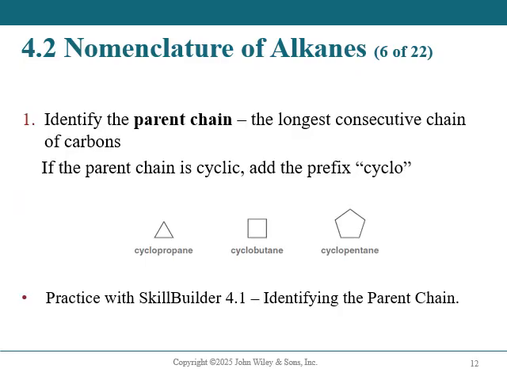Identify the parent chain, the longest consecutive chain of carbons. If the parent chain is cyclic, so it's a closed system, we call it cyclo. So for instance, this little triangle here, 1, 2, 3 carbon atoms, so propane, right? But because it's cyclic, it will be cyclopropane. 4 carbon atoms, cyclobutane, cyclopentane, etc.